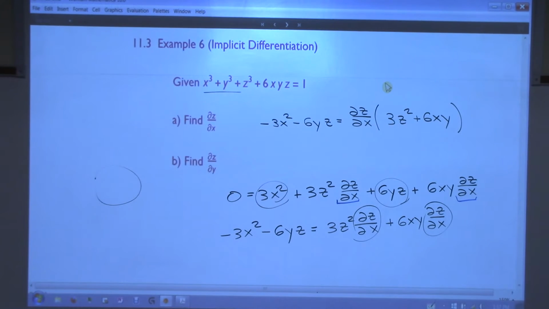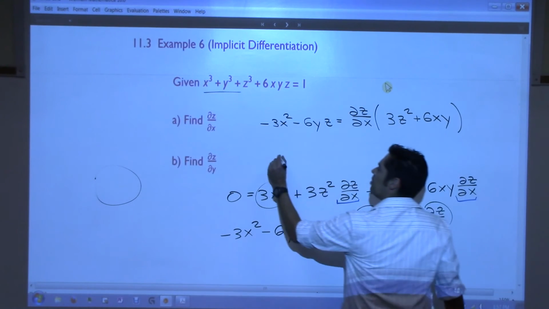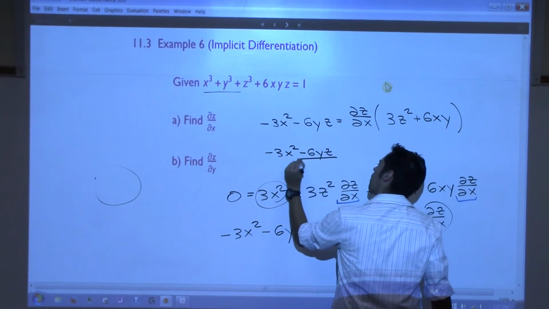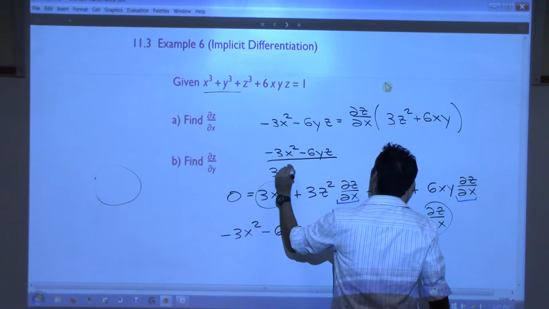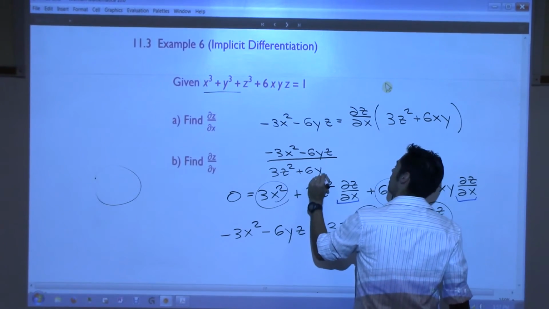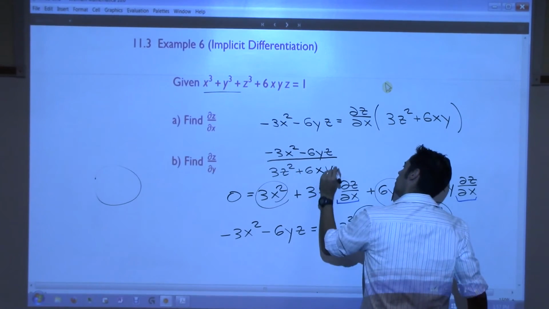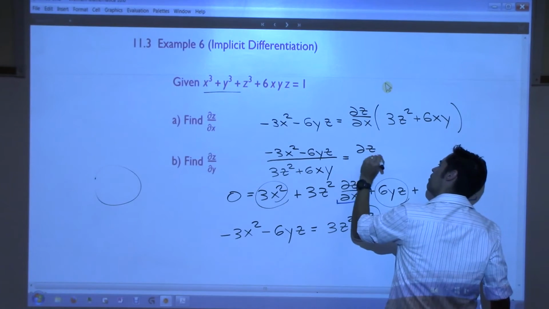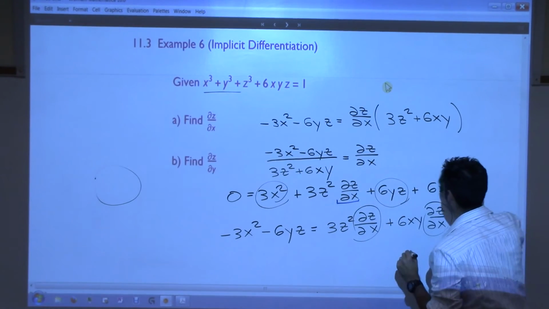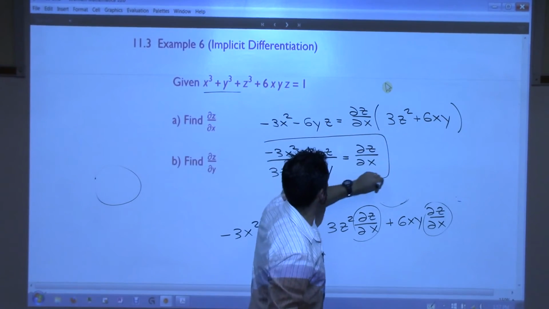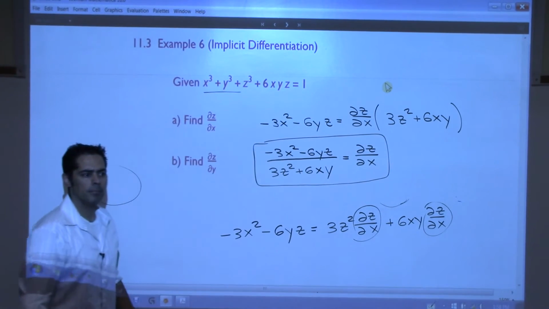And finally, divide both sides by what's in parentheses here. So negative 3x squared minus 6yz over 3z squared plus 6xy equals partial z with respect to x. Good?